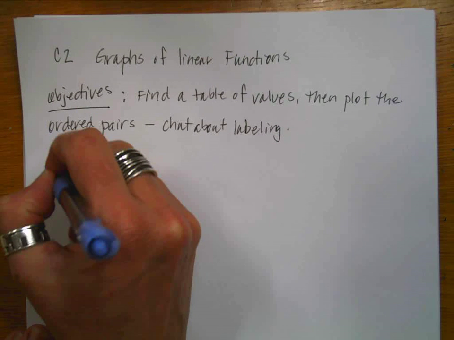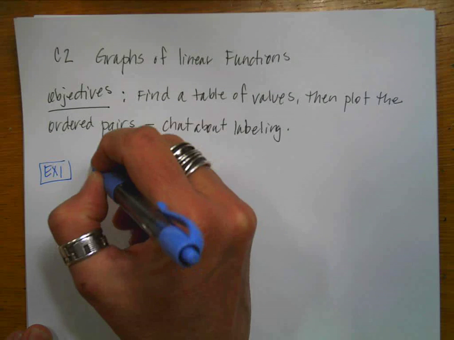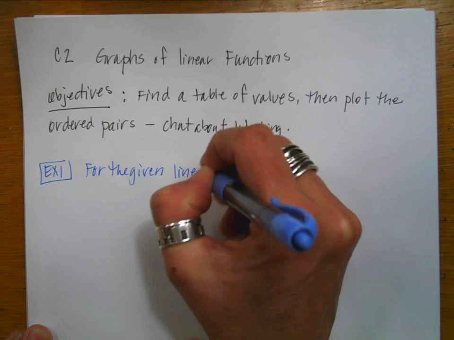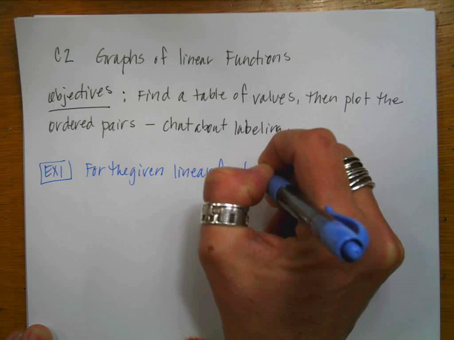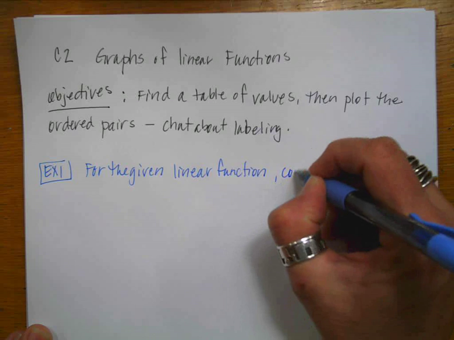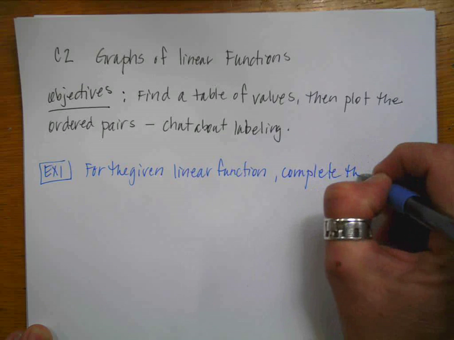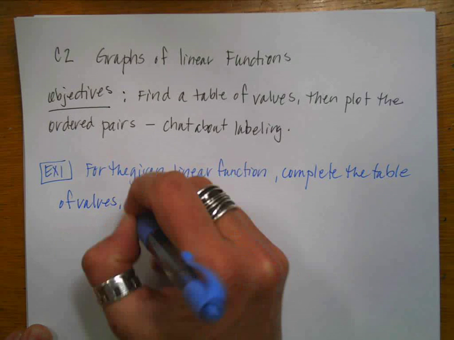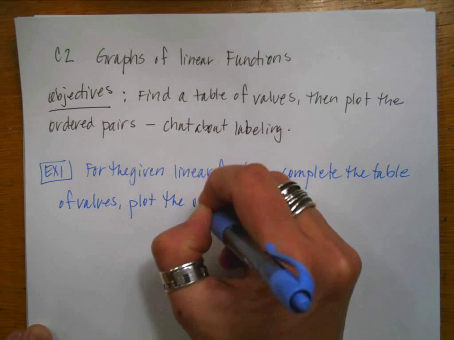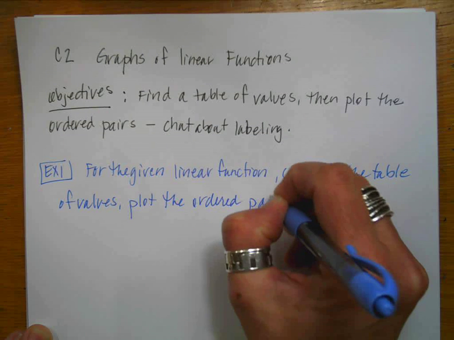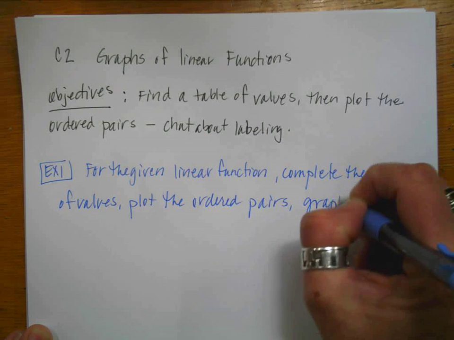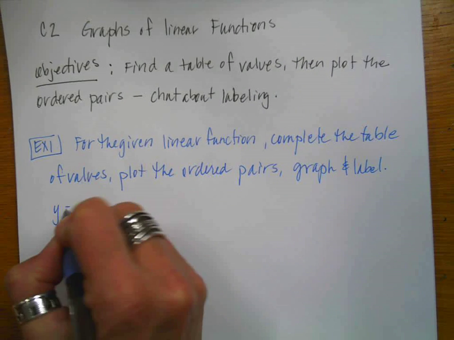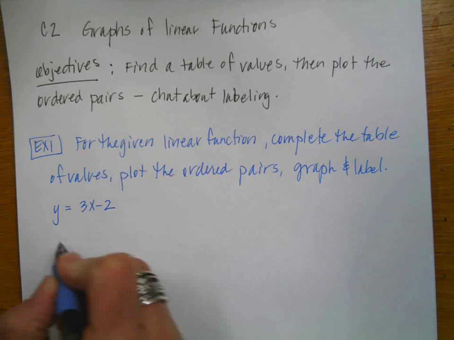So for our first example, example number 1, it says for the given linear function, and remember a linear function has a degree of 1, complete the table of values, plot the ordered pairs, and then graph and label. All right, lots of words to write. So the equation that we're going to be given is y is equal to 3x minus 2.